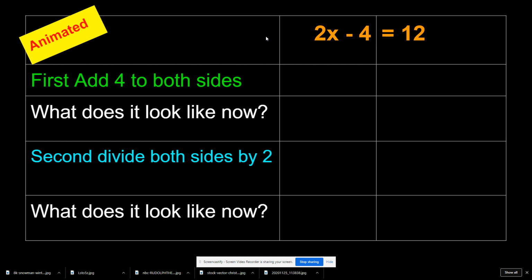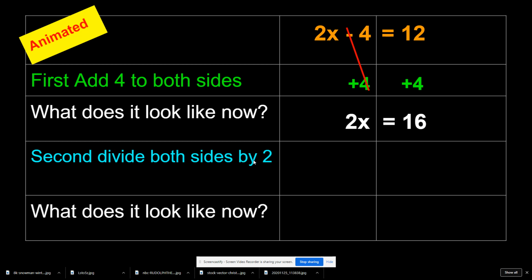So here's what that will look like. 2x minus 4 equals 12. So first add 4 to both sides. Then we have to do the math there. Minus 4 and plus 4 are going to cancel out. We're just going to have 2x left here. We'll bring that down. And then 12 plus 4 is 16. So that gives us 2x equals 16.